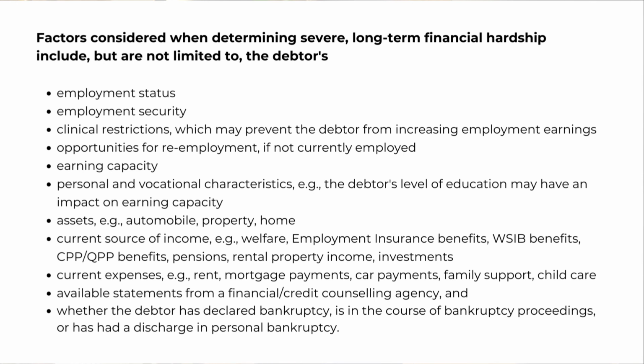Assets, automobile, property, home, current source of income, welfare, employment insurance benefits, WSIB benefits, CPP or QPP benefits, pensions, rental property income, investments. So they look at all of that. Current expenses, for example, rent, mortgage payments, car payments, family support, childcare. They also look for available statements from the financial/credit counseling agency and whether the debtor has declared bankruptcy, is in the course of bankruptcy proceedings, or has had a discharge in personal bankruptcy. So they are pretty thorough, even though they are accommodating, and I've seen this happen in the past. They're pretty thorough in making a determination as to whether making recovery efforts to collect that benefit-related debt will be pursued. And so if you're in this situation, you want to provide as much information as you can to allow them to make that determination.